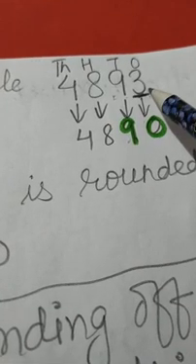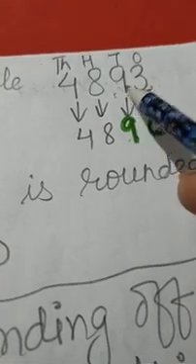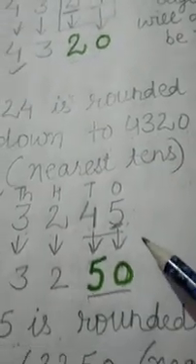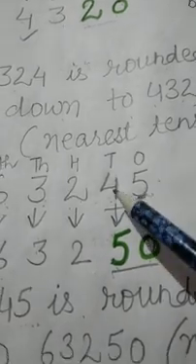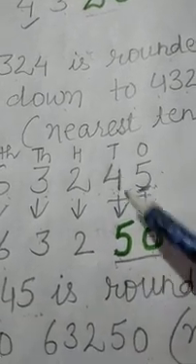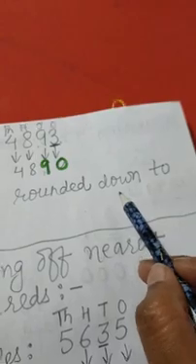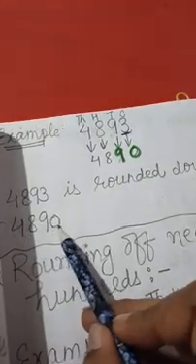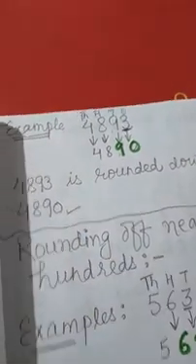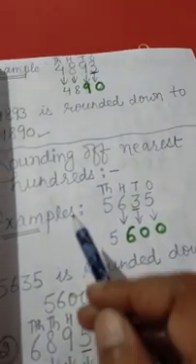Now see, 3 is less than 5, so this digit will remain the same. Here in this sum it was 5, that's why this digit has become next. 4 has become 5, and in this sum 3 is less than 5, that is why 9 will remain 9 only. 4,893 is rounded down to 4,890.